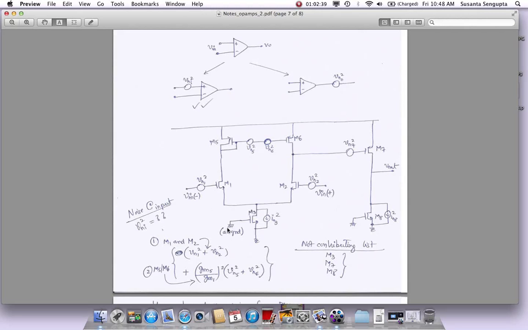I'm going to make an assumption that this point is AC ground. Even though it is not actually AC ground, we'll make an assumption that this is going to be AC ground. Okay, somebody's at the door, so I'll be back in just a few seconds. Excuse me, please.